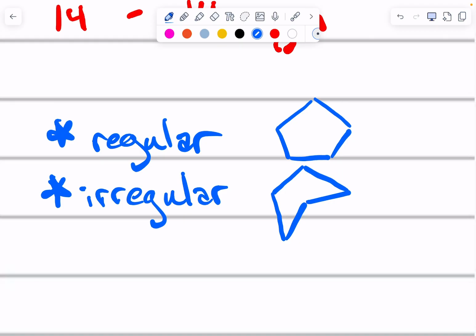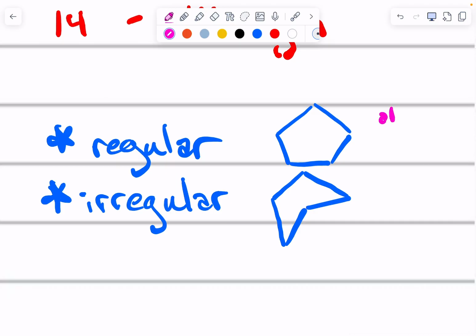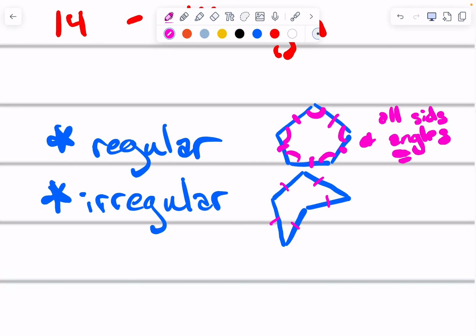What's the deal with regular? All sides and angles are equal. So like this angle and this one and this one are all the same, and same thing with the sides. That is a regular pentagon. An irregular pentagon might look like the sides are the same, but I know for sure that this angle is not the same as those. So that is an irregular one.